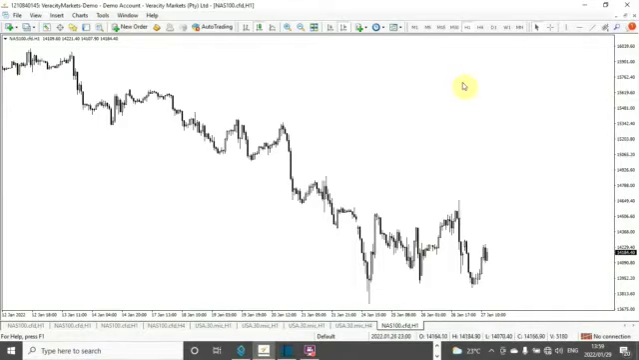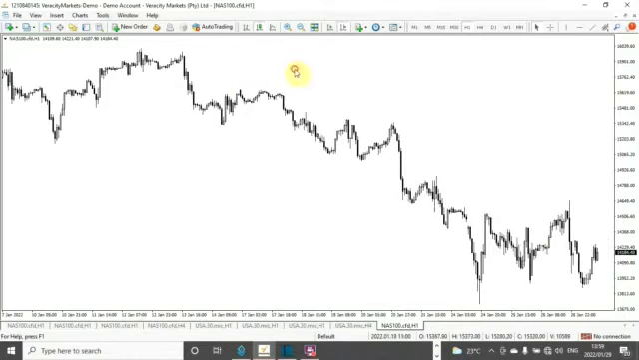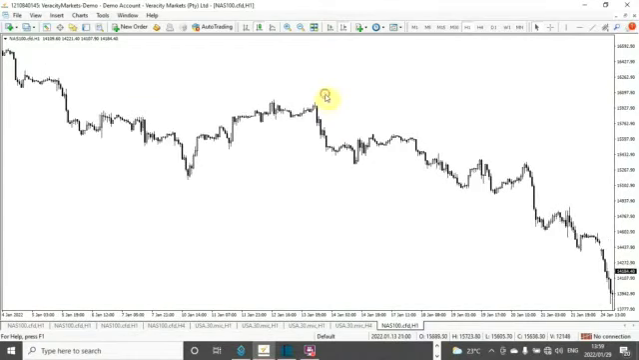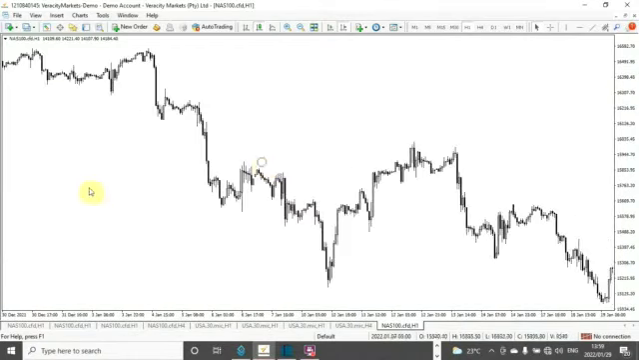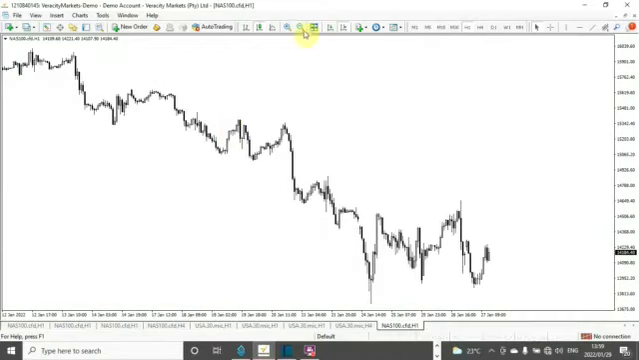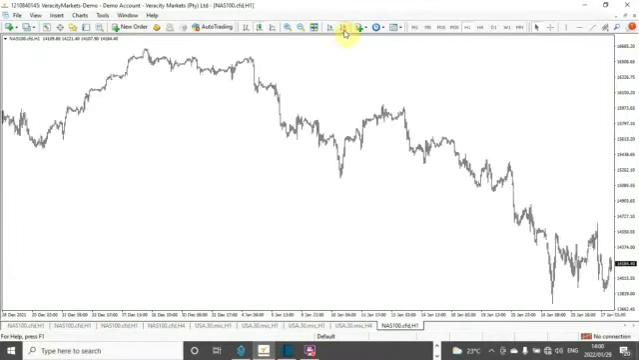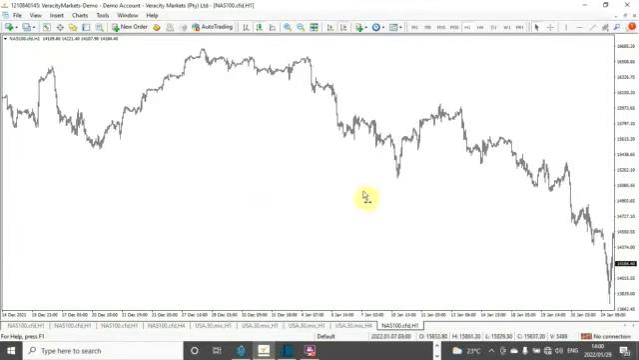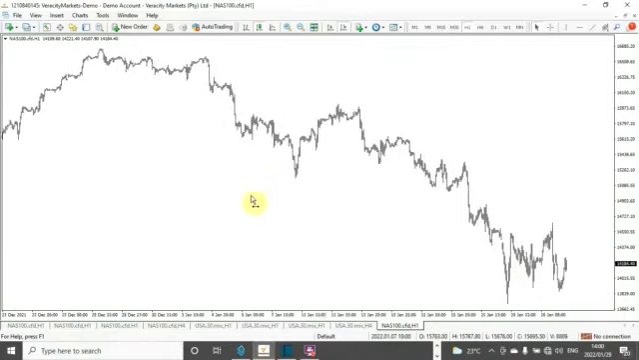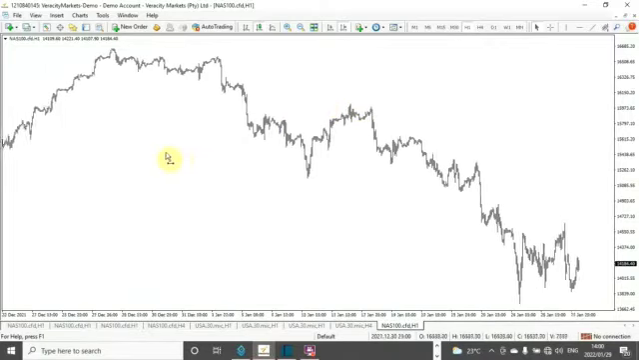Guys, when you use this specific method of demand and supply zones, what you look for is specific levels where price has rejected multiple times. So we're going to zoom out of this chart, guys, just so we can get a clearer picture. Okay, so now that we've zoomed out of the chart, as you can see, guys, there are specific levels where price doesn't break above.